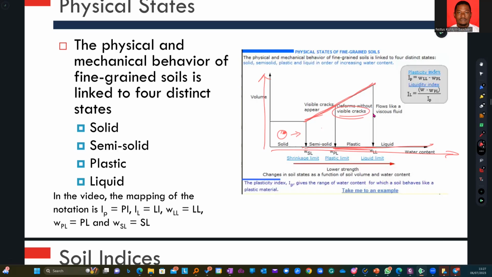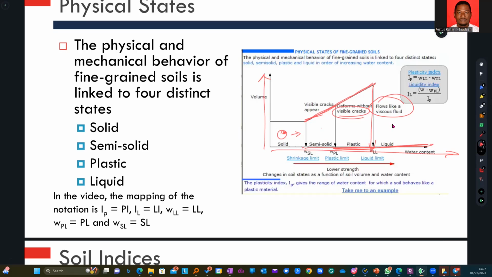Then finally, you get to a point where you add water and then the sample becomes so watery that it begins to flow. It gives up. You can no longer mold it. You don't have control over how it's going to behave. It begins to flow. So when it is like that, we call that the liquid state. So here you see it flows like any viscous fluid, depending on the quantity of the water you have added.